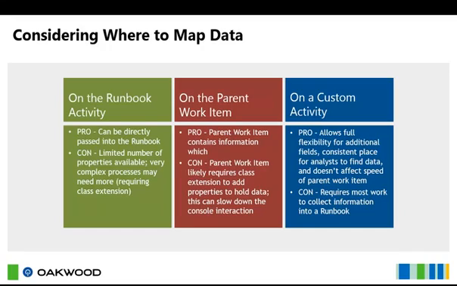Additionally, there's only so many properties available. If you have a very long, complex process, you might need more properties. This might mean extending the runbook automation activity class to add more properties onto it. It might mean extending out the parent work item or custom activity. That goes to our second two options: the parent work item.